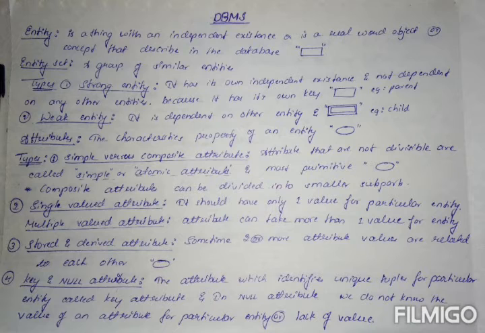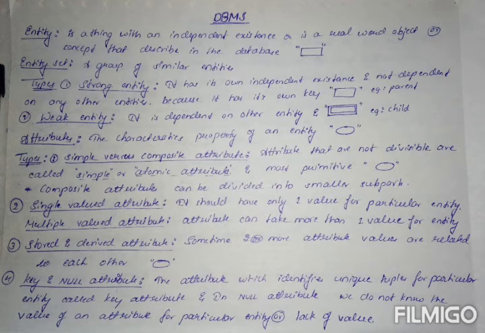And move to the attributes. What do you mean by attributes? Attributes means it tells the characteristic property of an entity. It means how the entity is. There are two types, simple versus composite. Simple attribute means attributes that are not divisible are called simple, or else we can call it an atomic attribute, and most of them are primitive and it is denoted in oval shape. Whereas composite attributes can be divided into some subparts, so it is called a composite attribute.